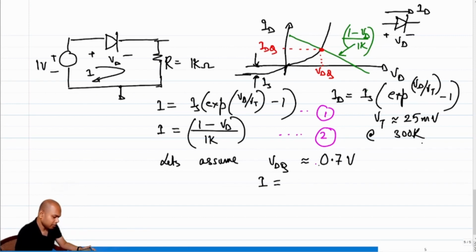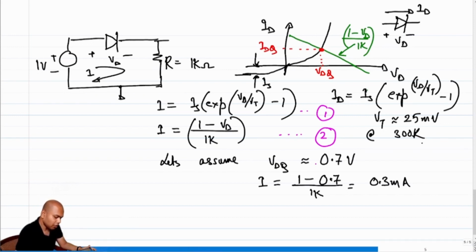I is equal to (1 minus 0.7) by 1K, that is 0.3 milliamps. Okay, so as you will see, if you plug in these numbers into the diode equations, it will not be an exact match, but it will be a ballpark match.